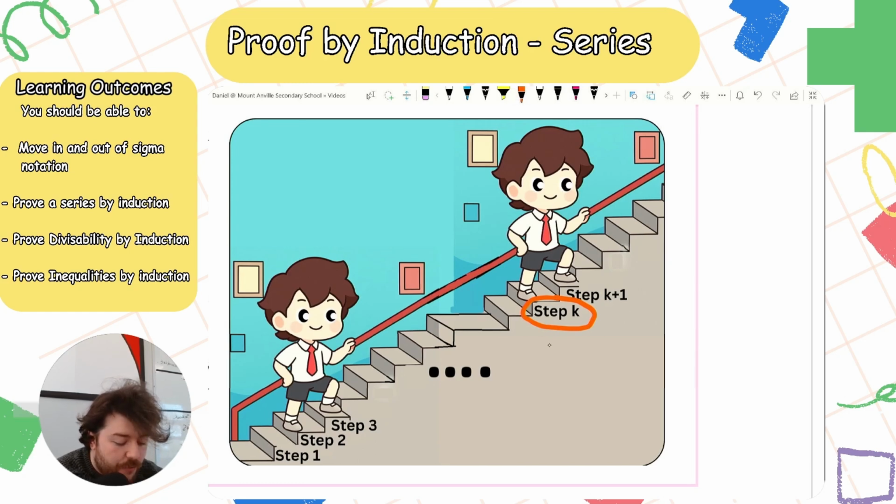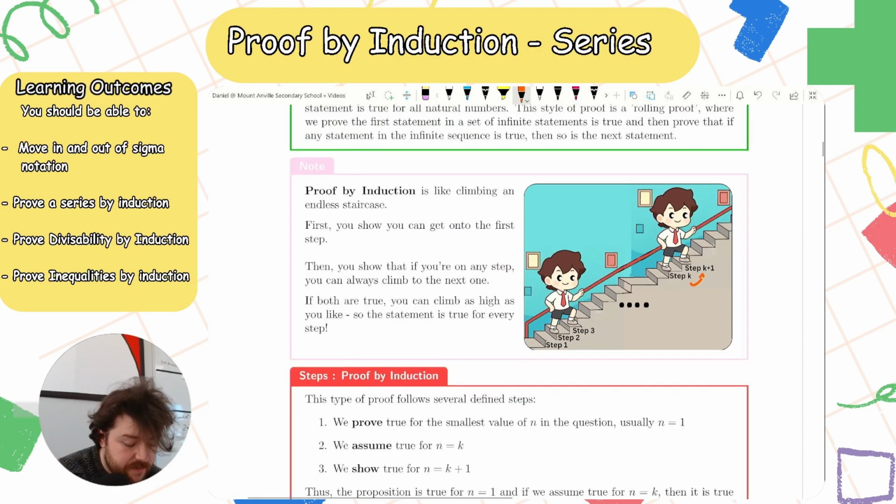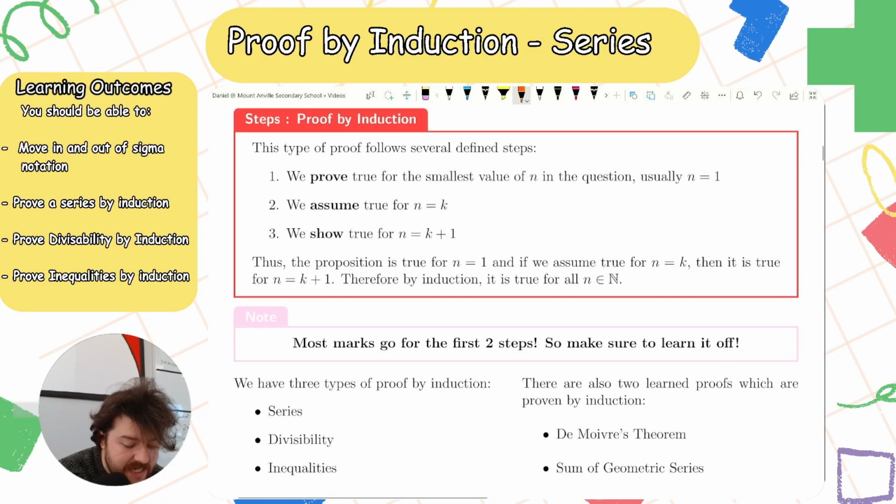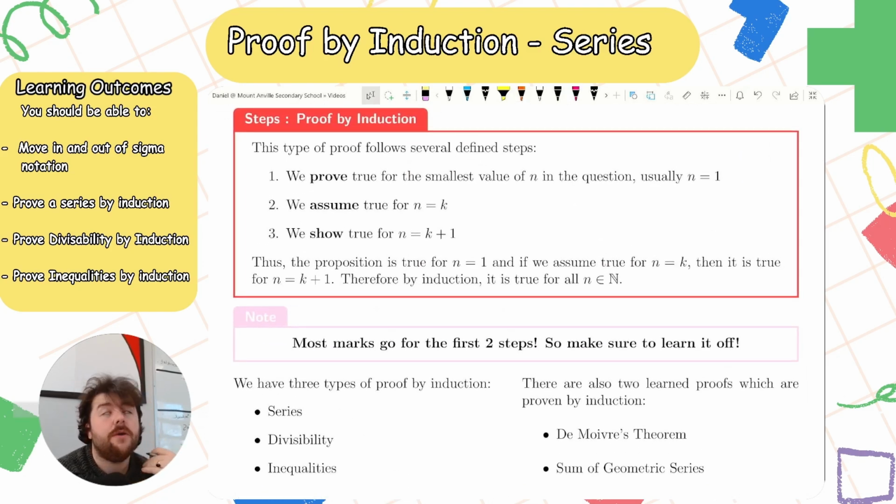Then if we can prove we can walk on the step right after that, that just means we can walk on any step. We can complete any step. This formula or series works for whatever length it is. It is very important to follow these steps with proof by induction because you get the majority of your marks for just following the first two steps.